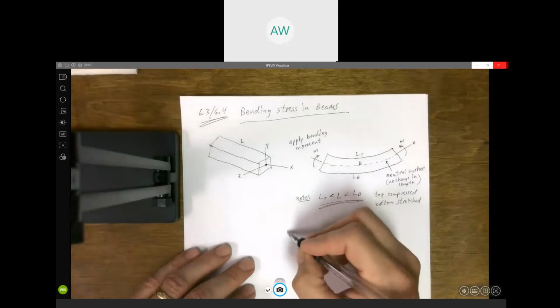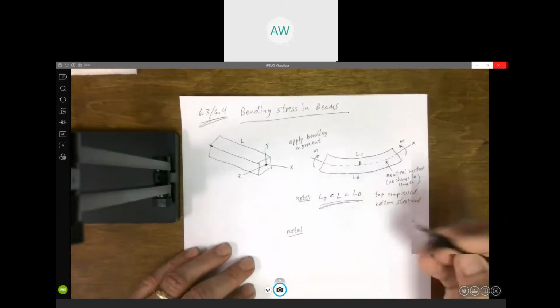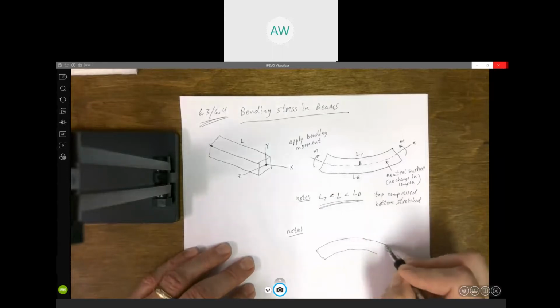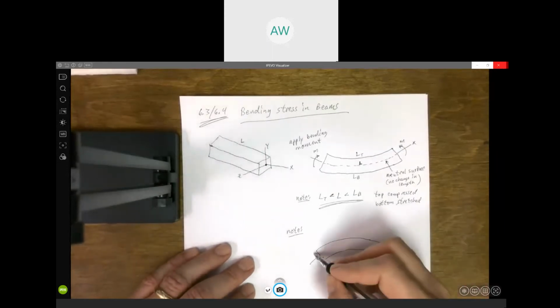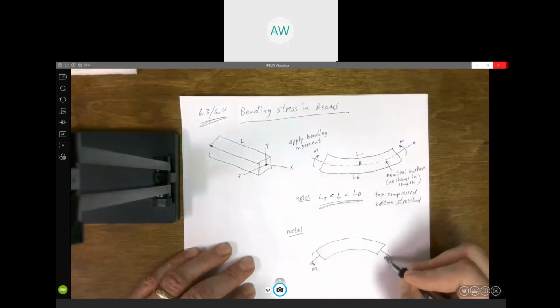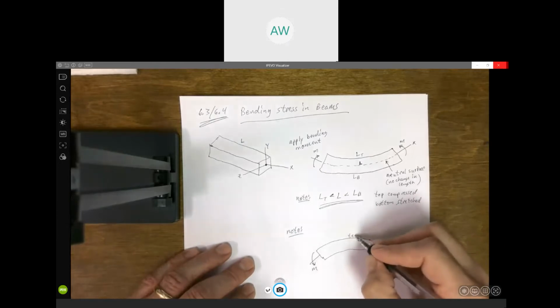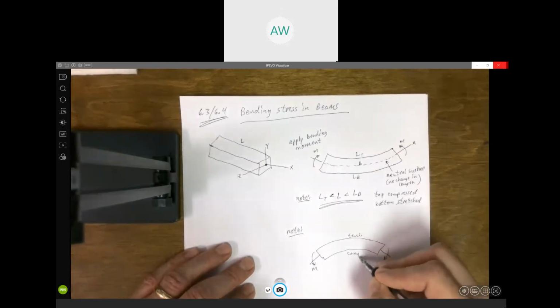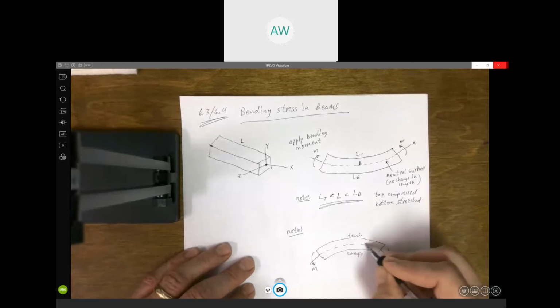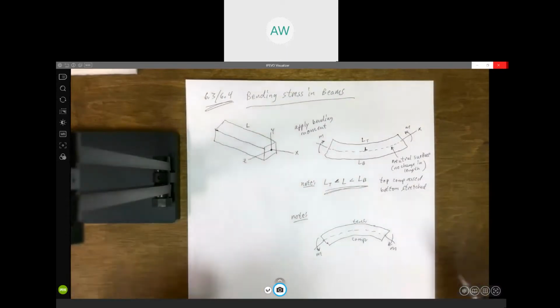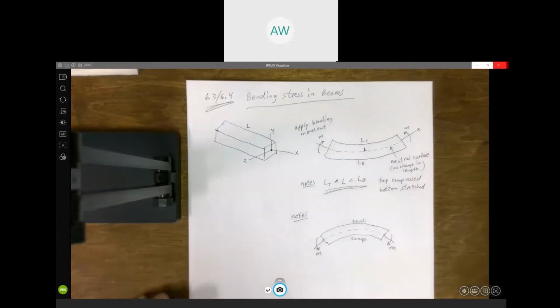Now, just note that the opposite would be true if we bent it the other way, right? If we applied a bending moment and bent it this way, then just the opposite would happen. The top up here would be in tension and the bottom would be in compression. And then you would have your neutral surface there where it's not being stretched at all. So it depends on which direction your moment is, which way you bend it, but one half's going to be in tension, one half's going to be in compression.